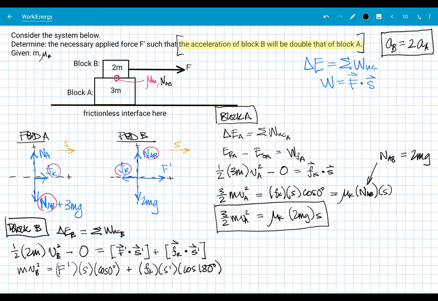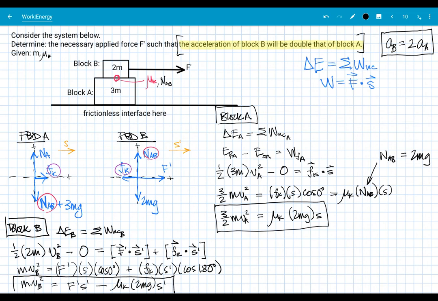All right. So what I end up getting for my MVB squared here is F prime S prime cosine 0, which is equal to 1, minus, with a negative sign because cosine 180 is equal to negative 1, right, mu k times 2mg S prime. Okay, so this is another equation.